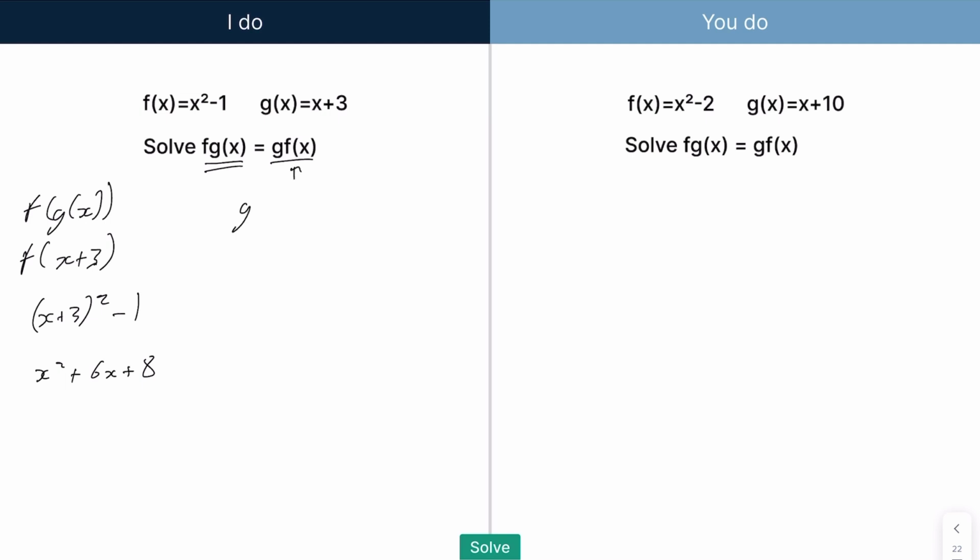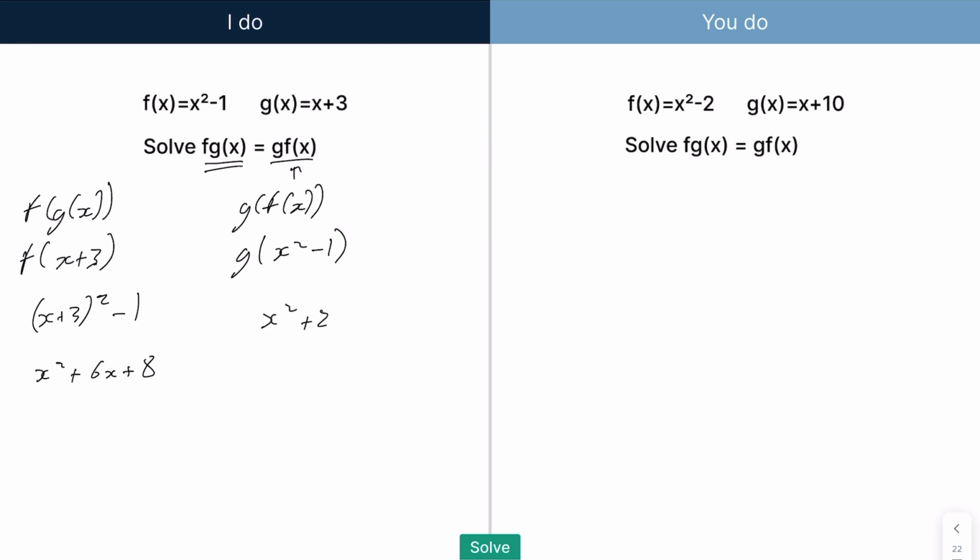So we have g of f of x. Well, what is f of x? x squared minus 1. We just substitute that into the g now, so x squared minus 1 plus 3. And we can again tidy that up just here, so that'll just be plus 2.